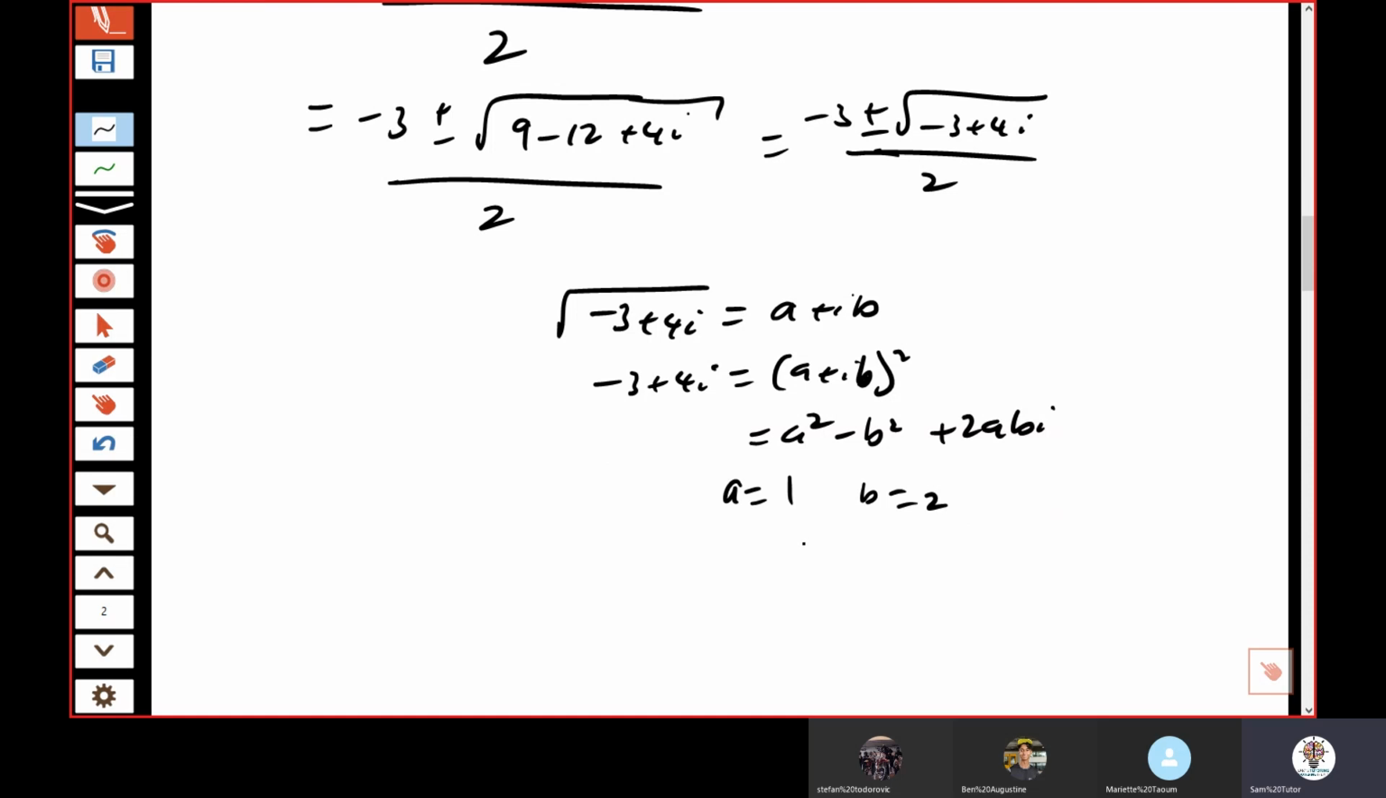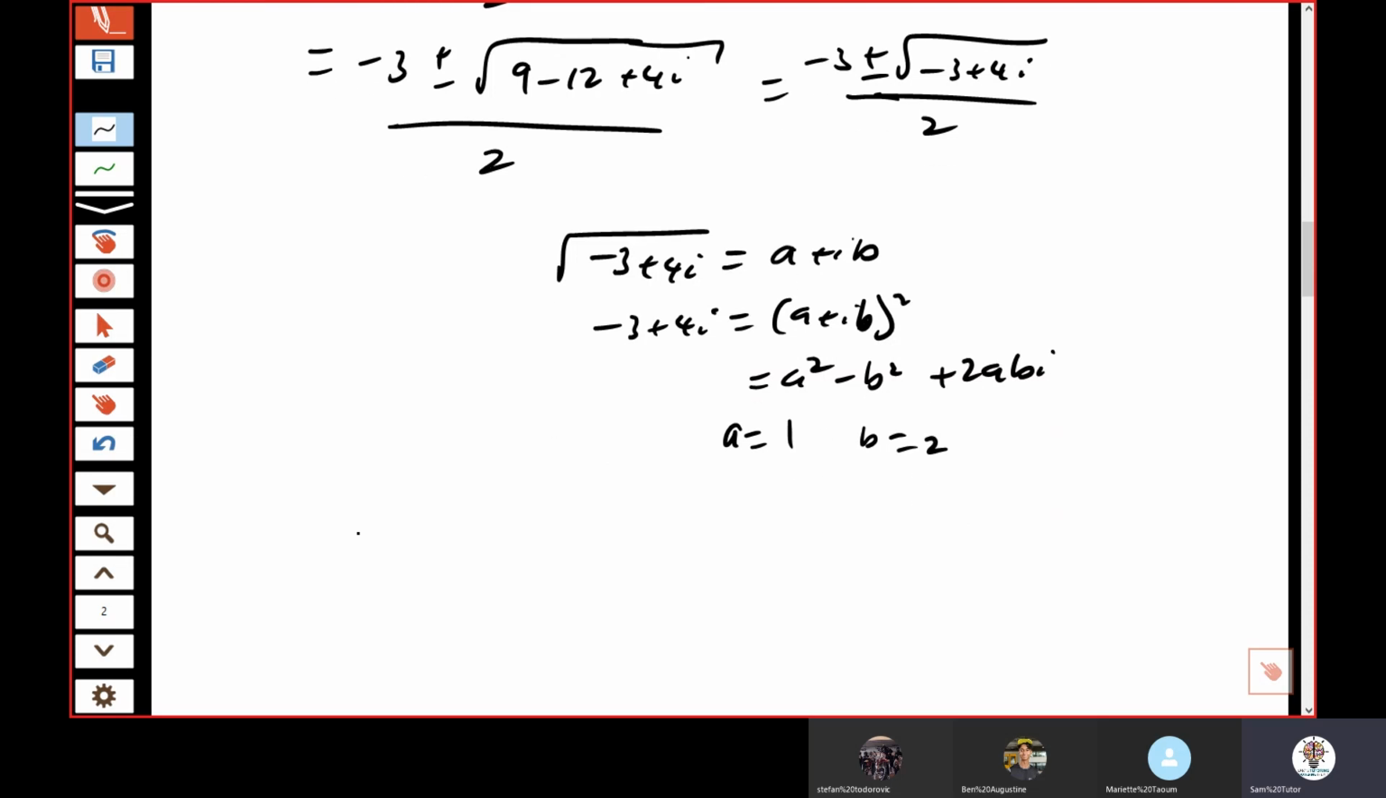But then I found the root. No, I know, that's not done. A is 1, B is 2. That means, therefore, Z equals negative 3 plus minus A is 1, 1 plus 2i. True? A is 1, B is 2. Therefore, you just get plus minus 1 plus 2i, right?